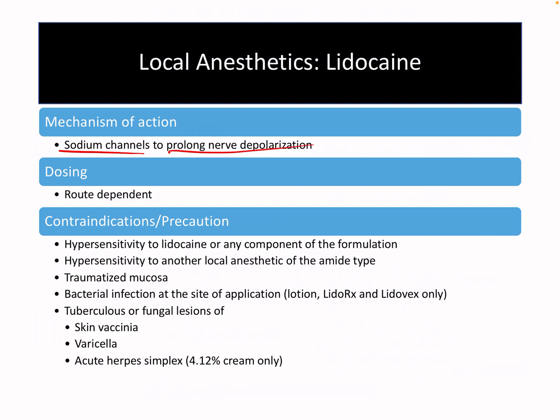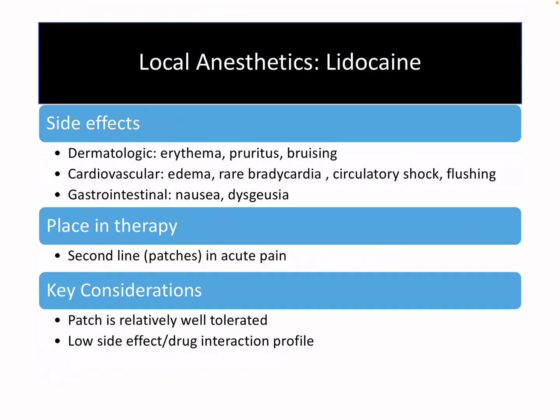You'll see that there are several contraindications and precautions, but a lot of them really deal with the local side effects, including having a traumatic mucosa or bacterial infection or other kind of lesions around the area where you're trying to use these. They are available in several different forms, including a patch. Patches are second line in acute pain related to neuropathic pain, and that's really their place in therapy.